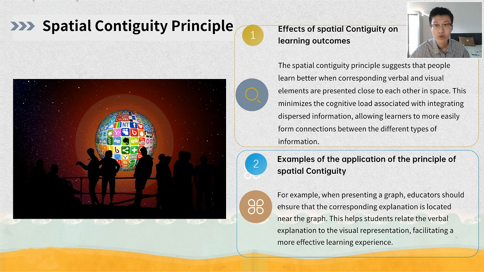And the contiguity principle. The effects of spatial contiguity on learning outcomes. The spatial contiguity principle suggests that people can learn better when corresponding verbal and visual elements are presented close to each other in space. And second is an example of the application of the principle of spatial contiguity. For example, when presenting a graph, educators should ensure that the corresponding explanation is located near the graph. This helps students relate the verbal explanation to the visual presentation.